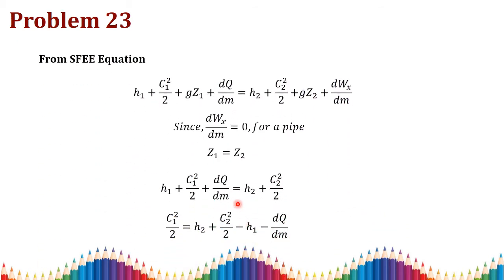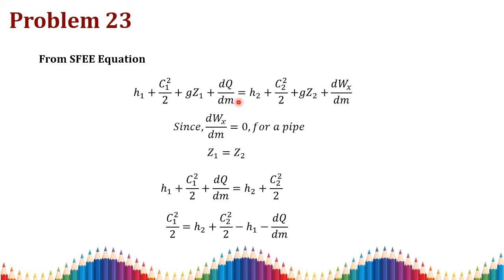Then from the steady flow energy equation, H1 plus C1 square by 2 plus g z1 plus dq by dm equals H2 plus C2 square by 2 plus g z2 plus dwx by dm. Okay, so here it is for a pipe. For a pipe there is no work done. There is no work done on the system or by the system in a pipe, so the work is 0 in this case. So we can neglect dwx by dm from the above equation.